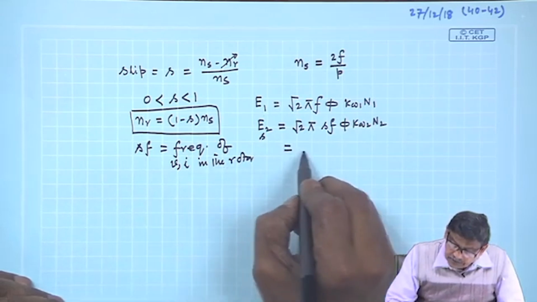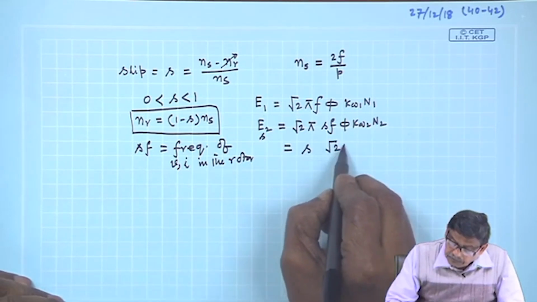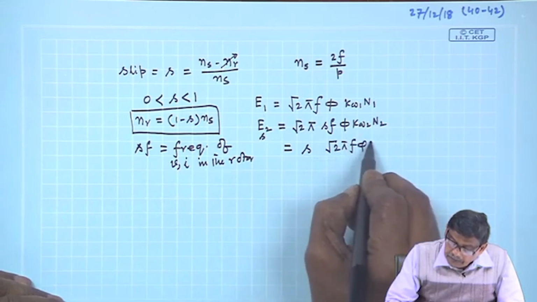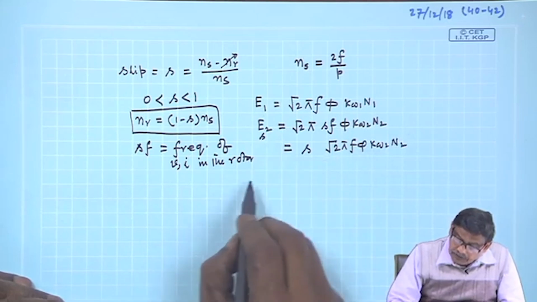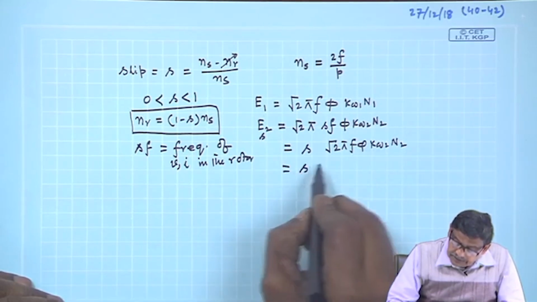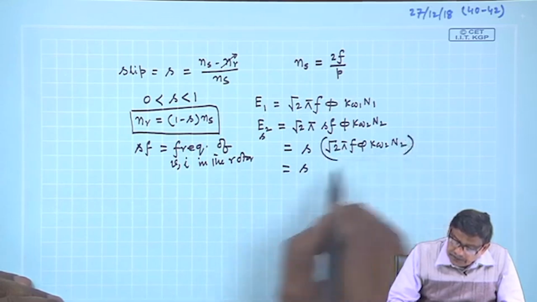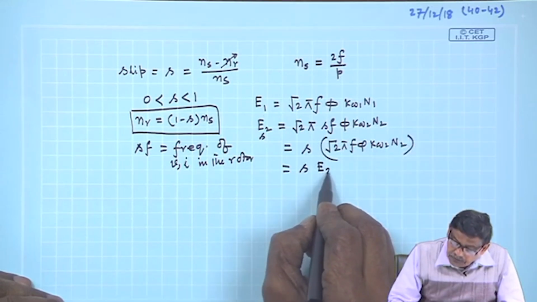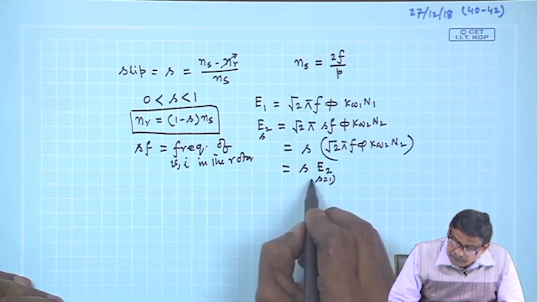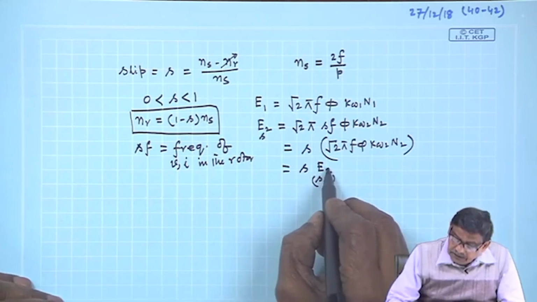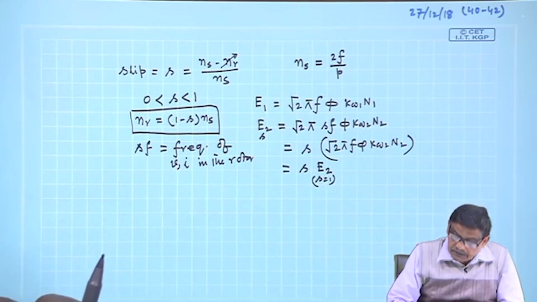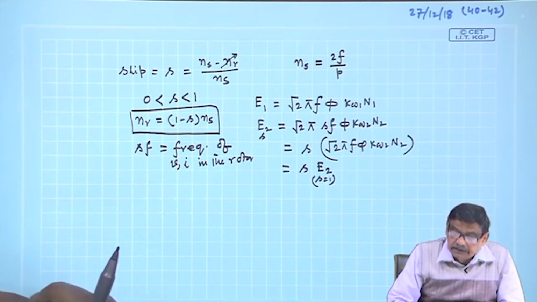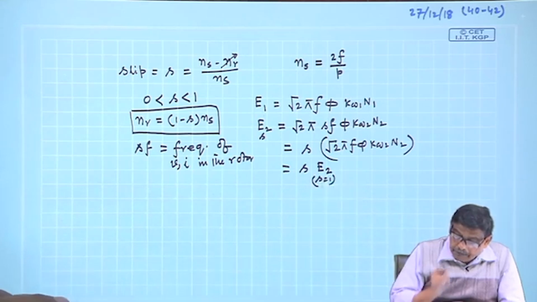Now, this is equal to S into root 2 pi f phi kw2 N2, and this quantity is nothing but the induced voltage E2 at S equal to 1. E2 at S equal to 1 is called the induced voltage per phase in the rotor coils when the rotor is at standstill condition. So, that is the thing.